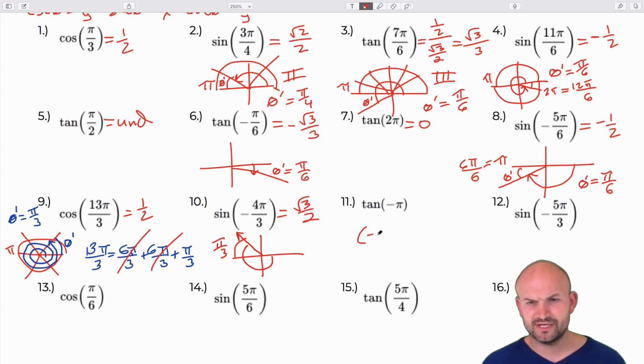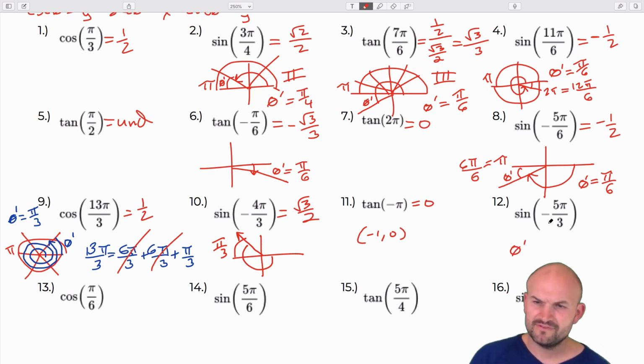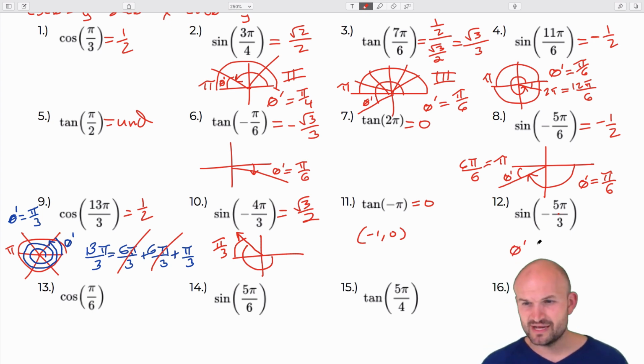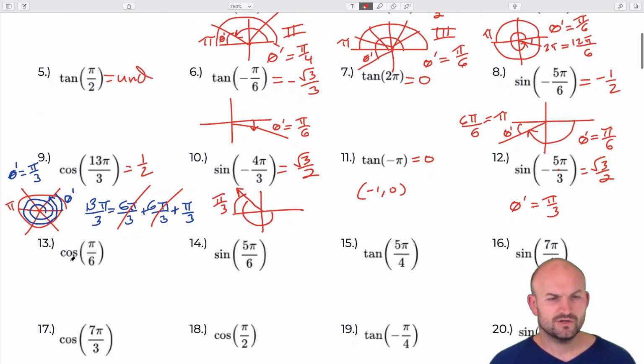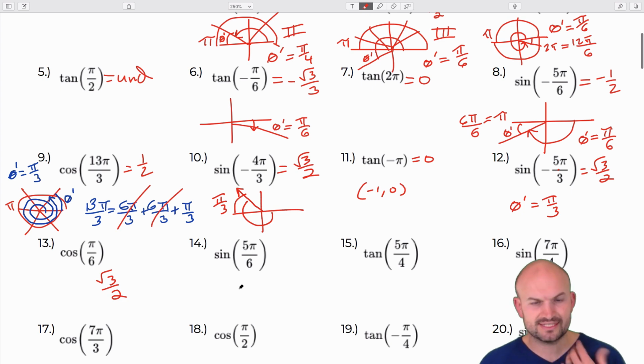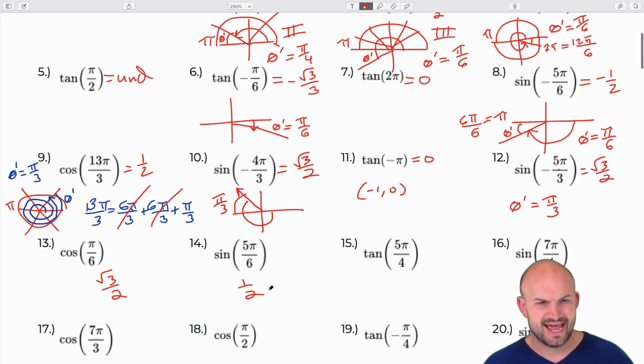Let's see. This coordinate point here is negative 1, 0. So y over x is 0. Let's see, the reference angle of negative 5 pi over 3. Negative 6 pi over 3 is all the way around the circle, so the reference angle here is just pi over 3. That's going to be square root of 3 over 2. Cosine of pi over 6, that's going to equal square root of 3 over 2. 5 pi over 6 is going to be in the second quadrant, so that's going to be positive. That's going to be equal to 1/2.